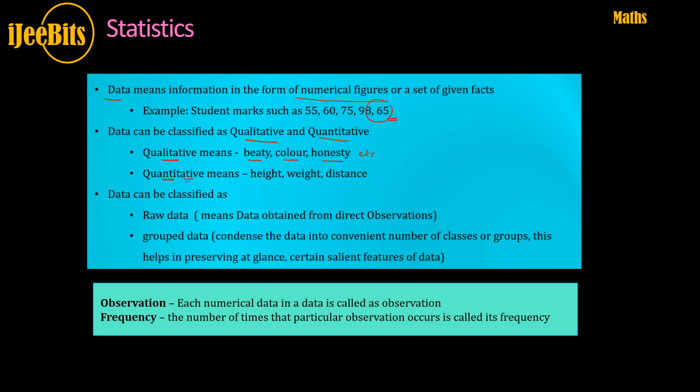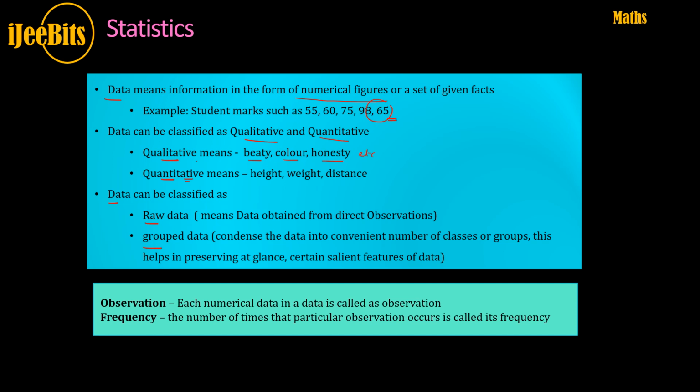Next, one fundamental thing we have to understand is that data can also be classified as raw data and grouped data. Raw data means data obtained from direct observations. You are observing something like marks, and you are collecting the data. That is what you can call raw data. But if you take the raw data and group it logically, in a convenient way, to extract something out of it, that is what we call grouped data.